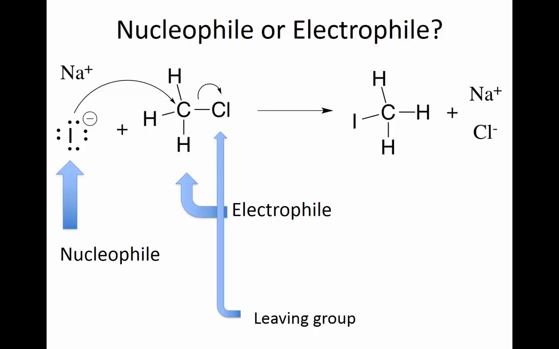Okay, so what do we got? Nucleophile or electrophile? Let's take a look back at this reaction here. We've got sodium iodide and methyl chloride. The nucleophile, as I said before, is iodine. This is the one that's donating electrons, as you can see by this arrow here. The electrophile is this carbon. It's accepting those electrons. And the chloride gets a special name called the leaving group, because in this molecule, chloride is leaving and iodine is taking its place. So we've got a nucleophile, an electrophile, and a leaving group.